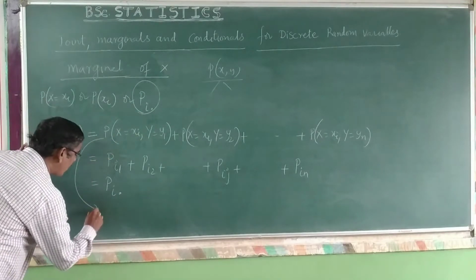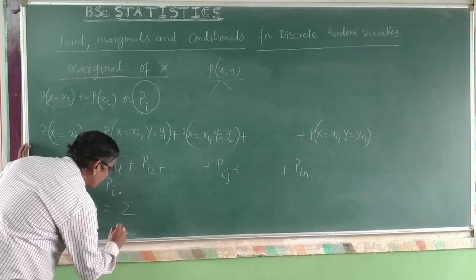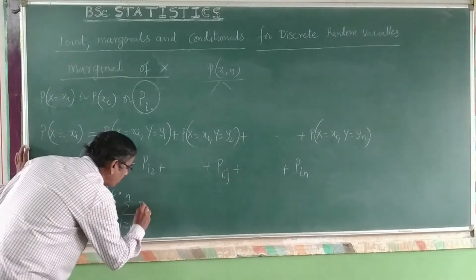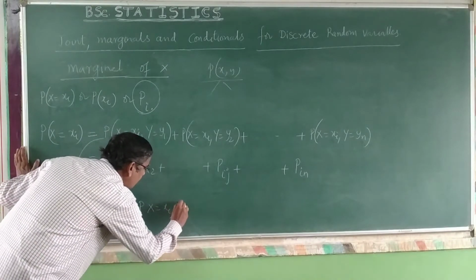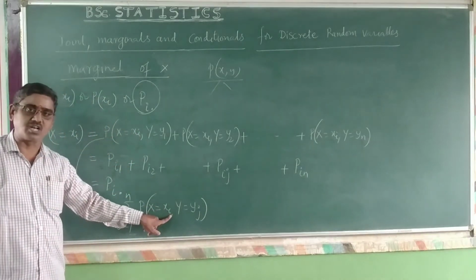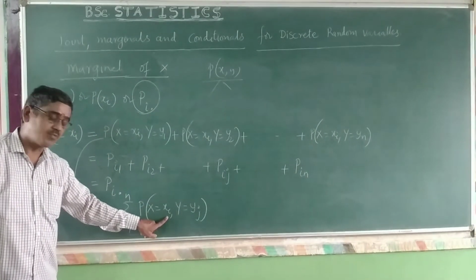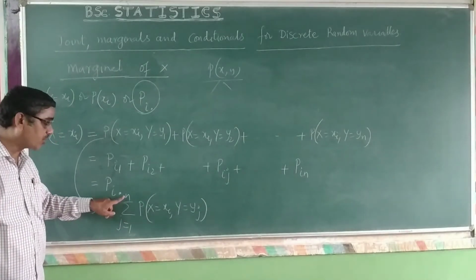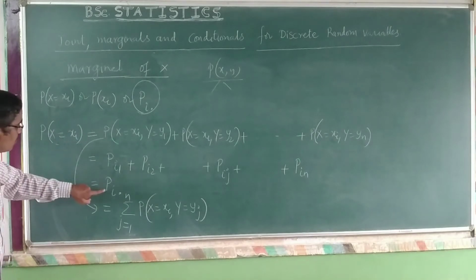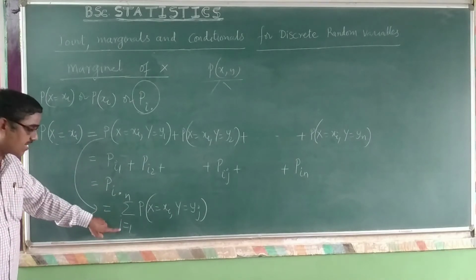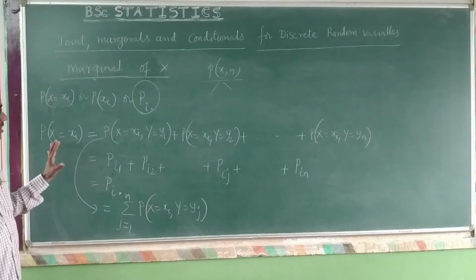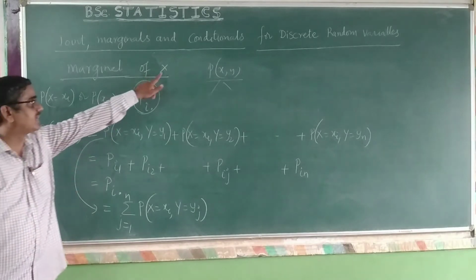So therefore, now I have written this particular formula as summation j is equal to 1 to n, where j is running, of probability of x is equal to xi, comma y is equal to yj. This is the joint probability mass function. If you sum the joint function over j from 1 to n, you will get probability of x is equal to xi. This is also denoted by pi dot, where the dot means j is running.